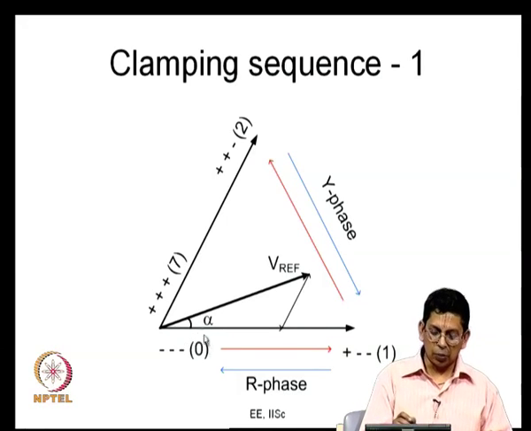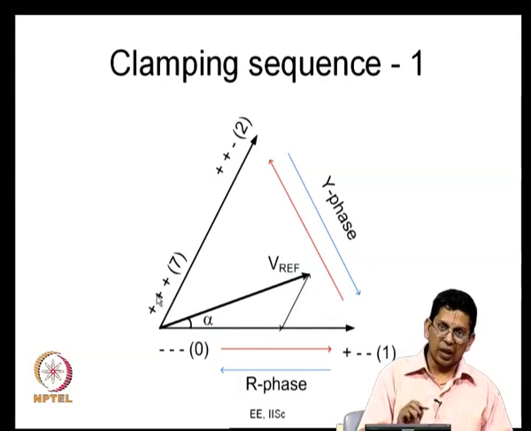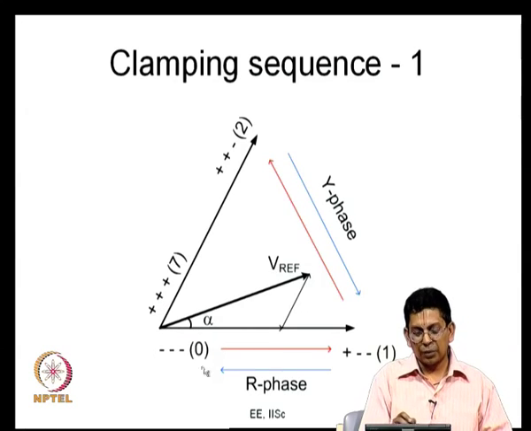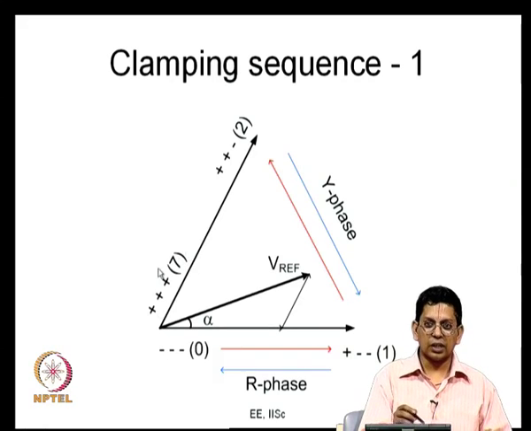It does not matter whether you apply 0 or 7, you can produce the same average vector. This average vector can be produced if you apply this for t1 seconds and this for t2 seconds and the null vector for tz seconds. It is not necessary that you apply both of them for equal time, 0.5 tz and 0.5 tz. This can be 0.4 tz and that 0.6 tz, this can be 0.2 tz and that 0.8 tz, or as a special case only this state can be applied for the entire tz, or only this state can be applied for the entire tz.